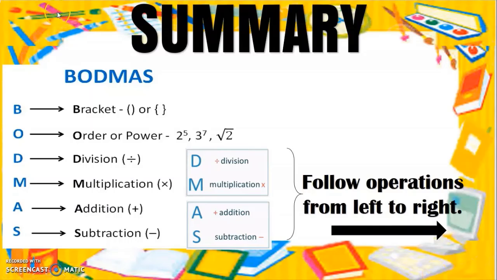In answering multiple operations in a number sentence, we're going to follow the BODMAS rule. B for bracket, O for order or the power, D for division, M for multiplication, A for addition, and S for subtraction. Take note that if in a number sentence we have division and multiplication only, or addition and subtraction only, you just follow operations from left to right.